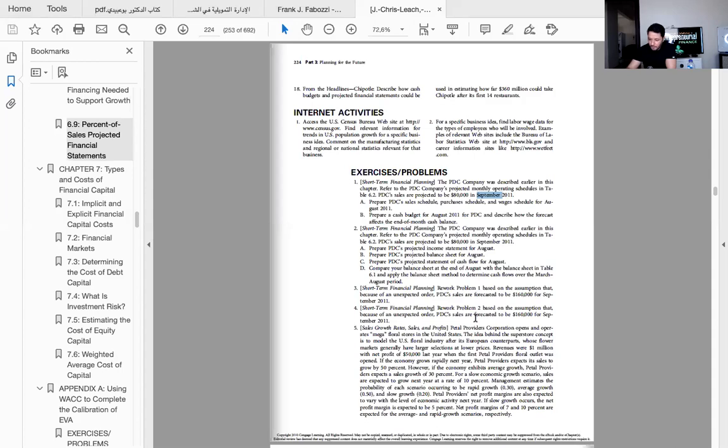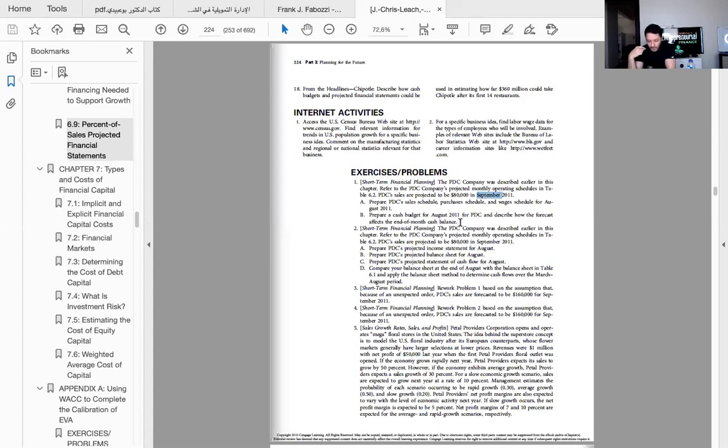Prepare a cash budget for August 2011 for PDC and describe how the forecast affects the end of month cash balance. So this is page 224. Now all we have to do is just to continue the table of PDC. Remember, we have done the forecast from April through July. Now we'll make the forecast for the month of August 2011.